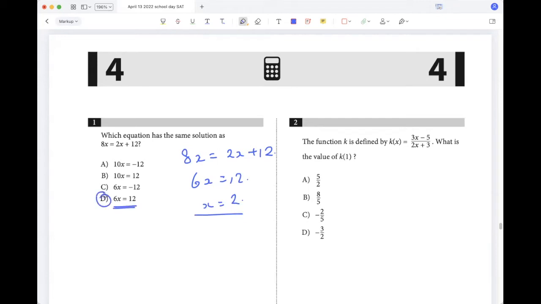The function k is defined by k(x) as shown. What is the value of k(1)? So k(1) is 3 minus 5 by 2 plus 3 minus 2 by 5. C.